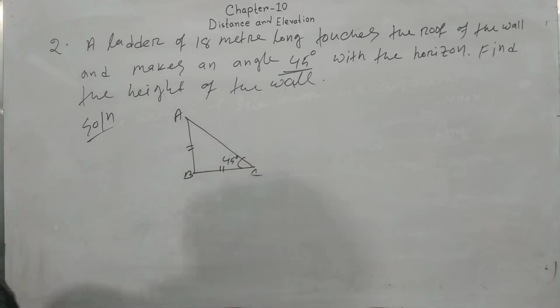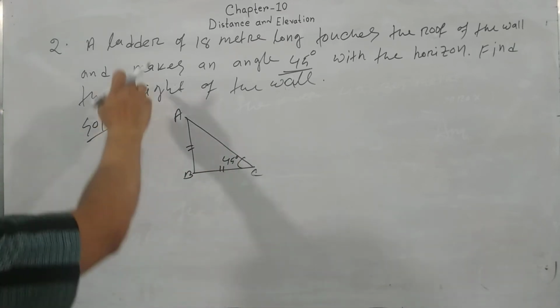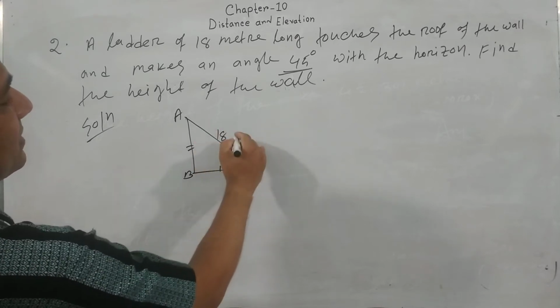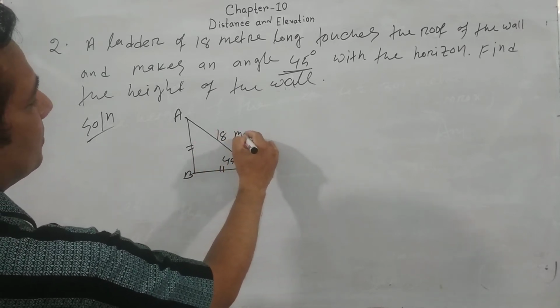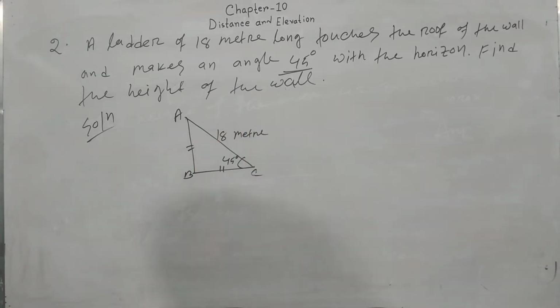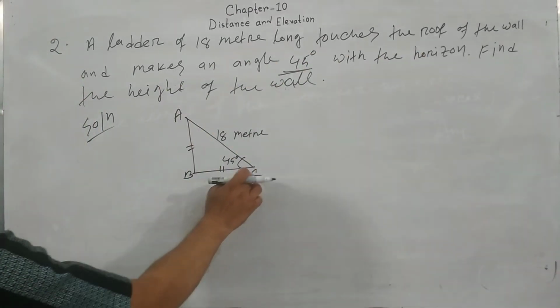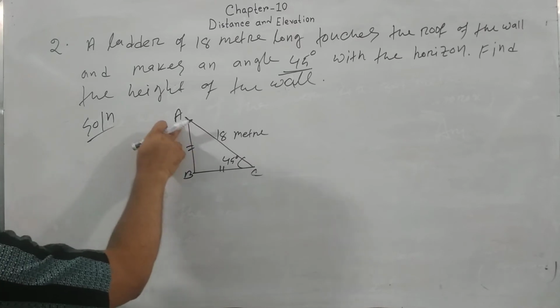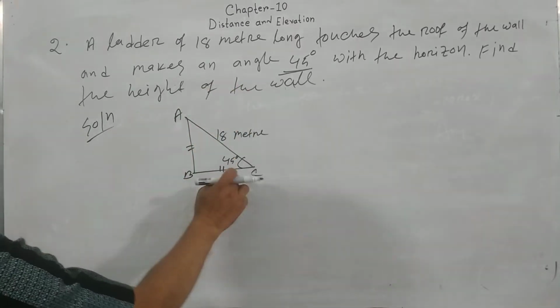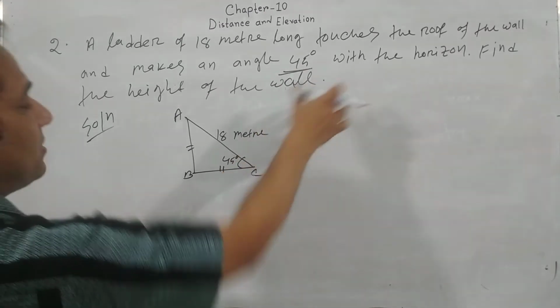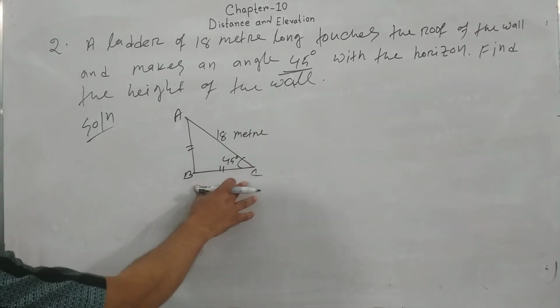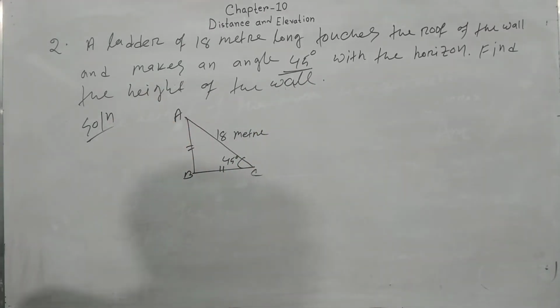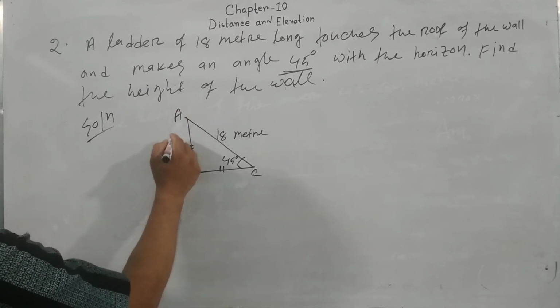Here the hypotenuse, the ladder of 18 meters. This is 18 meters. An 18 meter long ladder. Here AC is the 18 meter long ladder. It touches the roof of the wall. Here C, and A is the top point of the roof. It makes an angle of 45 degrees with the horizontal, this horizontal line BC. Find the height of the wall. We have to find out AB.